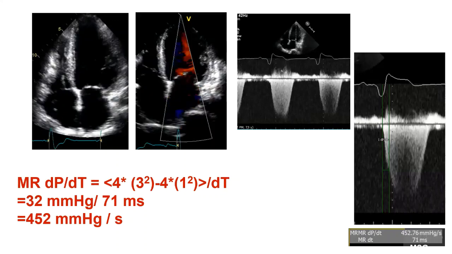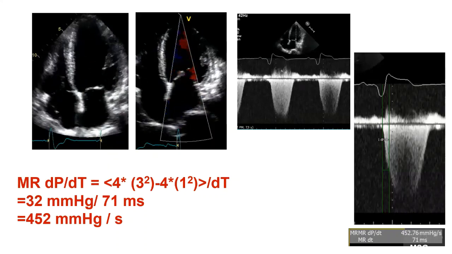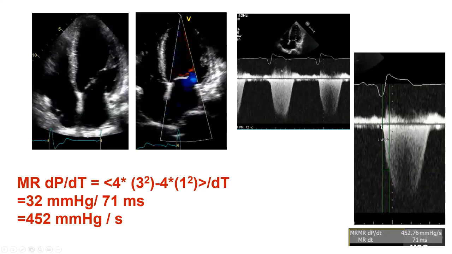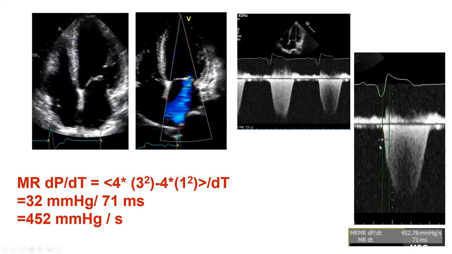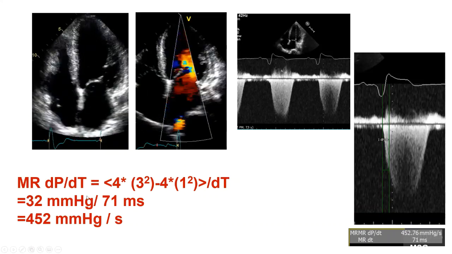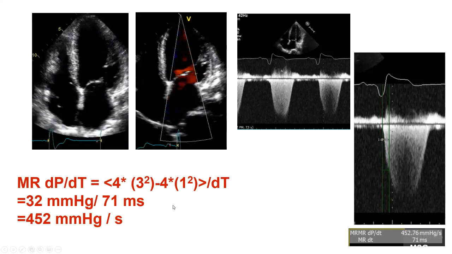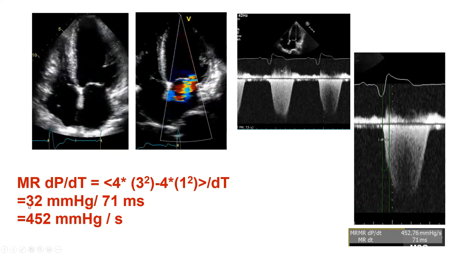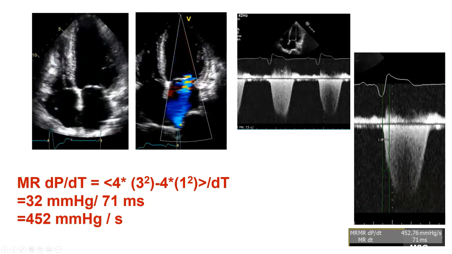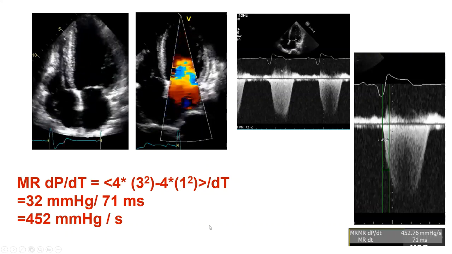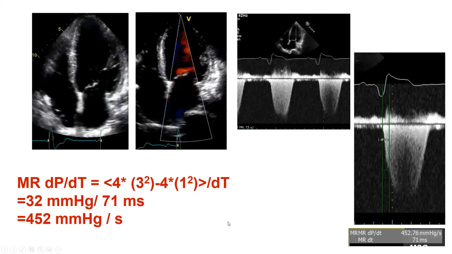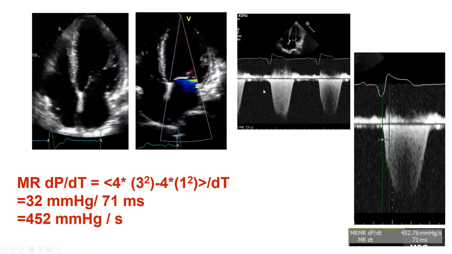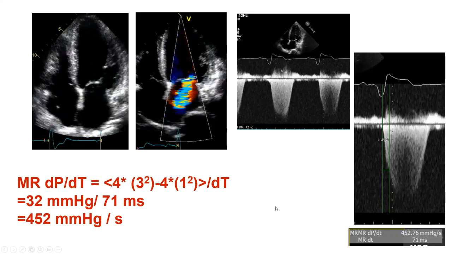And here's another example. Here's a patient with mitral regurgitation, and we take measurements at 1 and 3 meters per second. We measure the time between the two, and that time was 71 milliseconds. We divide 71 milliseconds into 32 millimeters of mercury and come up with 452 millimeters of mercury per second. And as you can see, this envelope is very gradual.